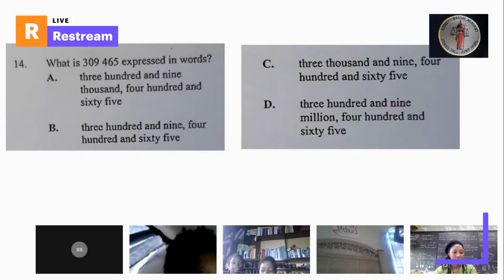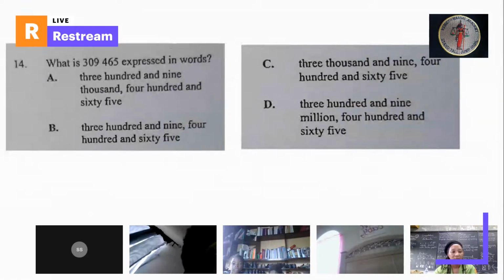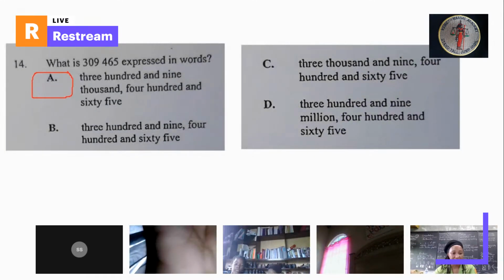Miss, can I say it? Go ahead, Jaden. Miss, is it A, 309,465? That is correct. 309,465.